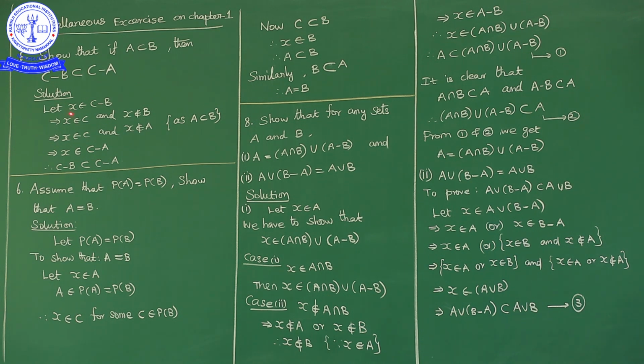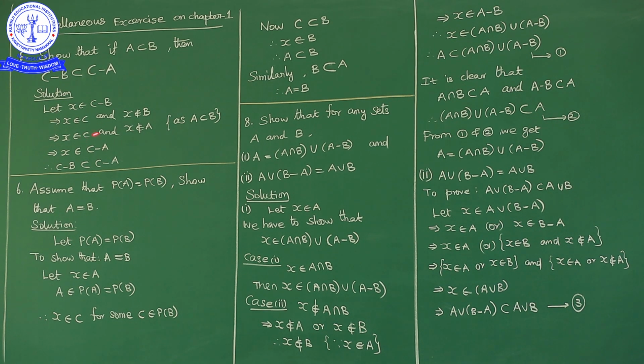So, first let x belong to C minus B. What does it mean? x belongs to C minus B means x is an element of C and x is not an element of B. Now, x does not belong to B means x does not belong to A also, no? As A is a subset of B, every element of A is an element of B. Suppose some element does not belong to B, obviously that element does not belong to A also.